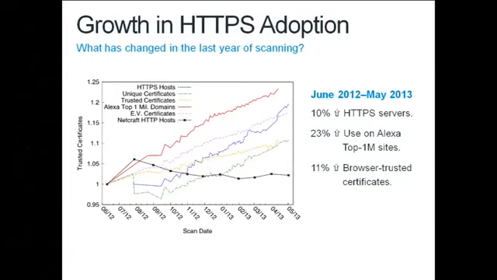On the other hand, there's some good things. During the life of this scan, we see SSH deployment, TLS deployment growing dramatically. We see a 10% uptick in the number of servers, a 23% uptick among Alexa top 1 million. We need to encrypt the web. Progress is happening. I hope it will happen more quickly.